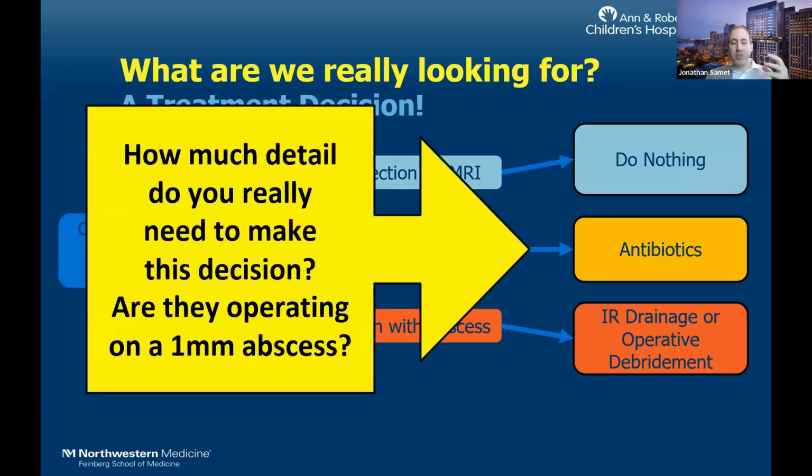How much detail do you really need to make this decision? Are these guys operating on a 1 millimeter abscess, right? The answer is no. And that's something that really stuck with me, that we as radiologists are afraid of missing things. And I'm going to talk about this in the Q&A, but if you think about what they're looking for, they're not going to be going in for these tiny little abscesses that you might miss, right?